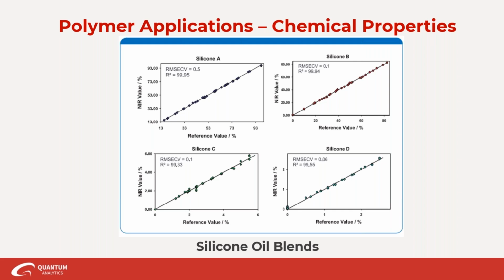And sometimes to get exactly what they want, you have to do blends of different oils. So what you're looking at here is 4 separate calibration models for the silicone oil. What they did was they got known samples with different percentages of A, B, C, and D, and built calibration models from the near-infrared spectrum to determine the blend percentage. And you can see from the numbers here that this one worked pretty beautifully as well. So those are some chemical properties that you can use for near-infrared spectroscopy and polymers.